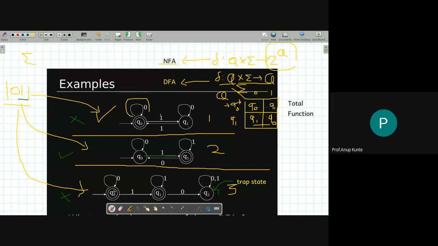Q0 के लिए 0 वाला लेबल है, 1 वाला लेबल है. Q1 के लिए 0 वाला लेबल है, 1 वाला लेबल है. Q2 के लिए 0 वाला एक लेबल है और 1 वाला एक लेबल है. तो हमारे पास 6 डिस्टिंक्ट ट्रांजिशंस हैं जो आपको एग्जैक्टली वन नेक्स्ट स्टेट में ले जा रहे हैं, यानी इसका डेल्टा टोटल फंक्शन है, यानी ये डिवाइस डिटर्मिनिस्टिक है.